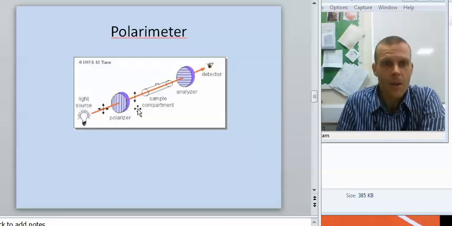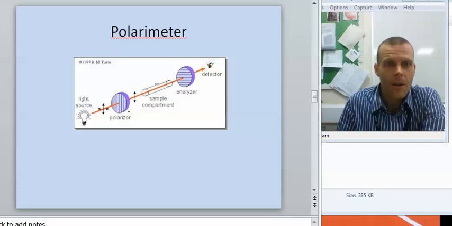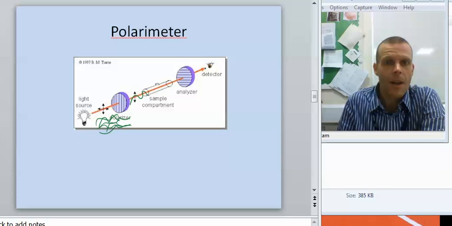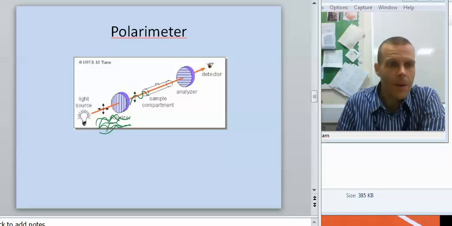So this is our polar emitter. This is us generating light that is just moving in one plane. So here I've got many, many different planes of light, right, all different angles with respect to each other. Here I've got just one coming through, and that sample will bend it, will rotate it one way or another, depending on which of those enantiomers it is, and we can detect that as well.